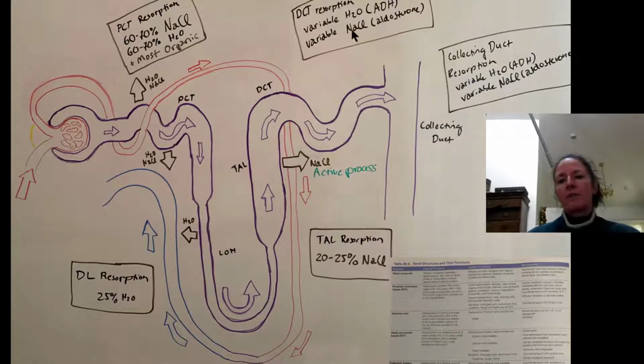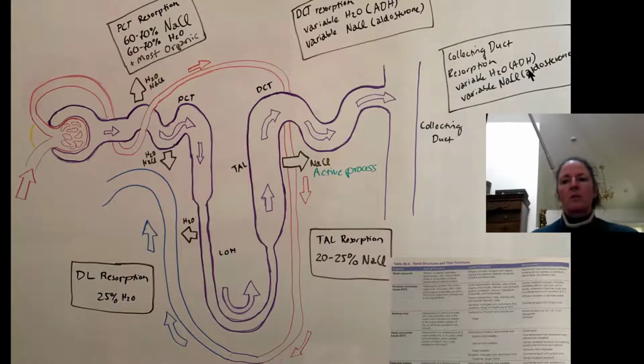And then we also have variable resorption of sodium chloride under our adrenal hormone, aldosterone. So remember, this is an adrenal cortical hormone, and this is going to cause us to pump sodium chloride out. So we have sodium pumps that are going to be activated when aldosterone is present. So these things, as we say, work hand in hand.